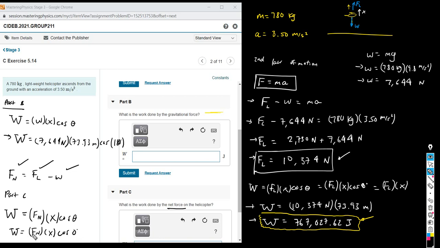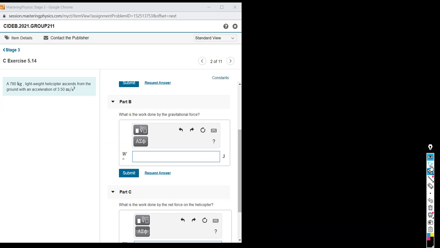So that's it. That's how you calculate this part C. Input this value here, which is FL minus W, the weight. Calculate that, put it there, put the displacement, multiply times cosine of 0 degrees, and you get the work for part C. And that's how you solve problem number 2. Okay, let's keep on moving.